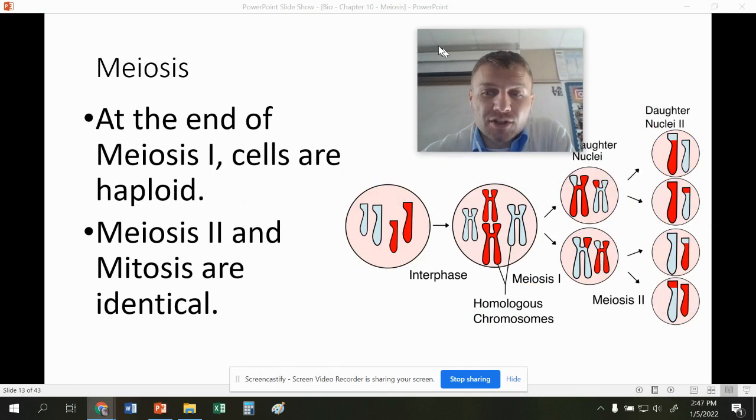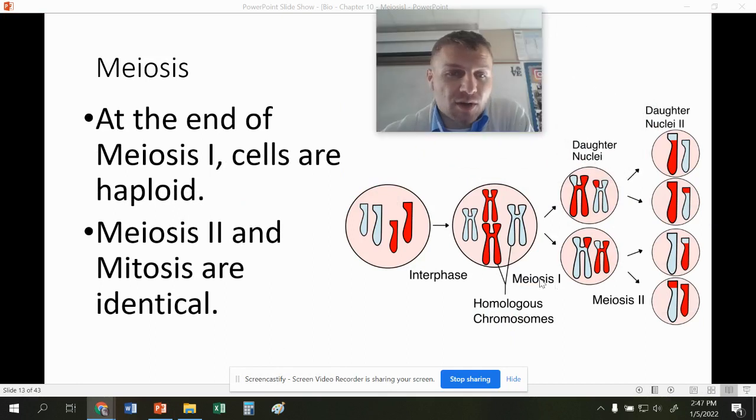At the end of meiosis 1, you can see here, cells are going to be haploid. You can see we have 4 chromosomes here. We only have 2 in each one of these. At the end of meiosis 1, they're haploid, and at the end of meiosis 2, they're still haploid.